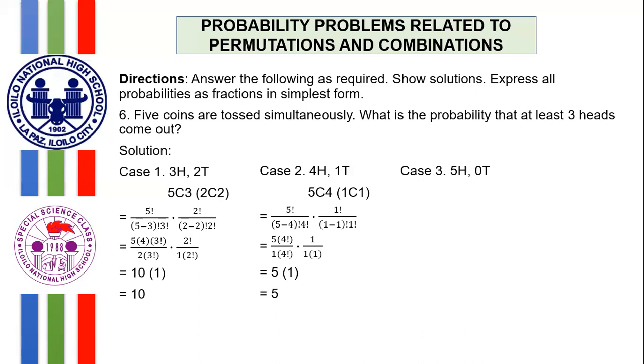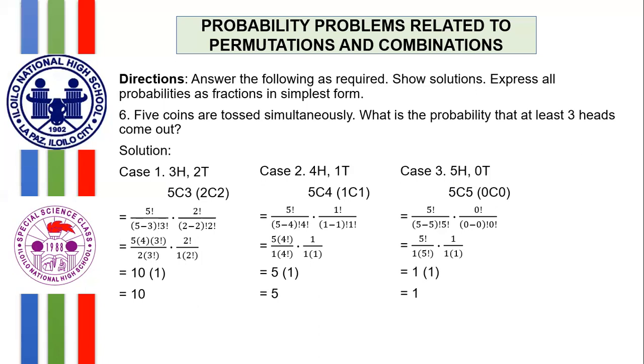And for the third case, if you have 5 heads and 0 tails, out of the 5 coins, 5 are heads, so that's 5C5. And of course, there's none left, so 0C0 is just 1 for sure. The 5C5 is 5 factorial all over 5 minus 5 quantity factorial times 5 factorial. And 5 factorial over 5 factorial is just 1. 0 factorial is also 1. So we have 1 times 1, which is 1.